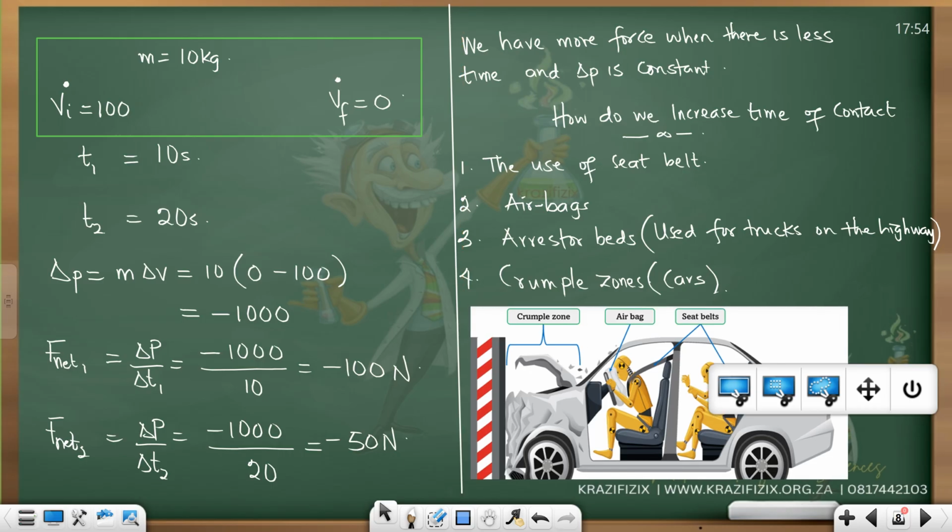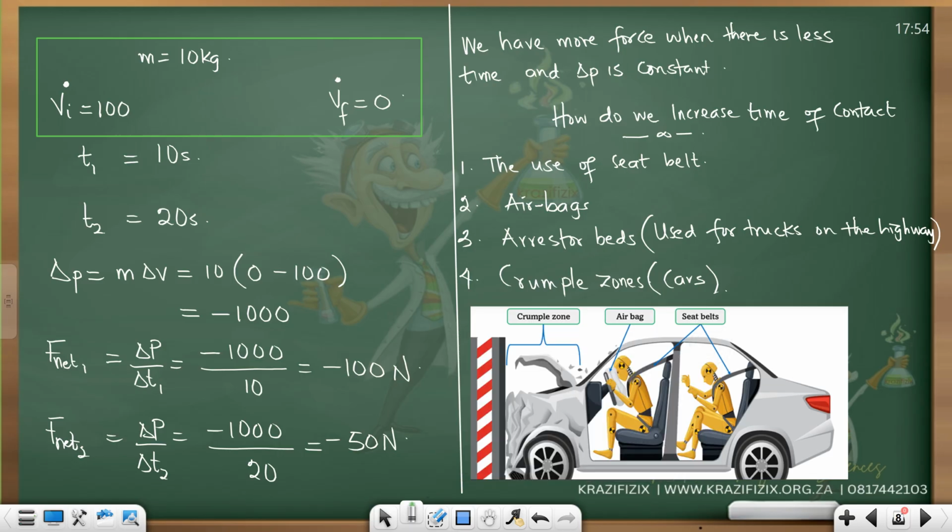So all of this, you can see the crumple zone, it takes time for this thing to crumble. That time alone is working with this formula. F net is inversely proportional to what? Time. With our formula, F net and delta T. So as the time here increases, this guy is going to feel less force.